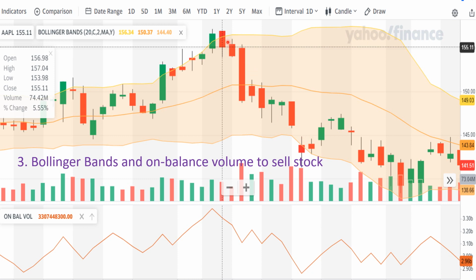So we have to wait for the close price of this bearish candle, and we exit the trade at the close price of this bearish candle and put 1 ATR above for a stop loss and 2 to 4 ATR below for profit target. So this is how we use Bollinger Band and on-balance volume to sell a stock.